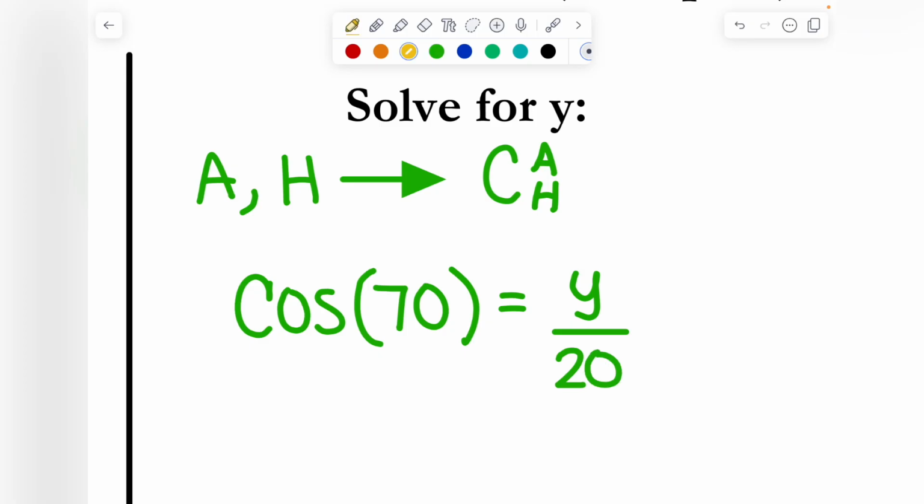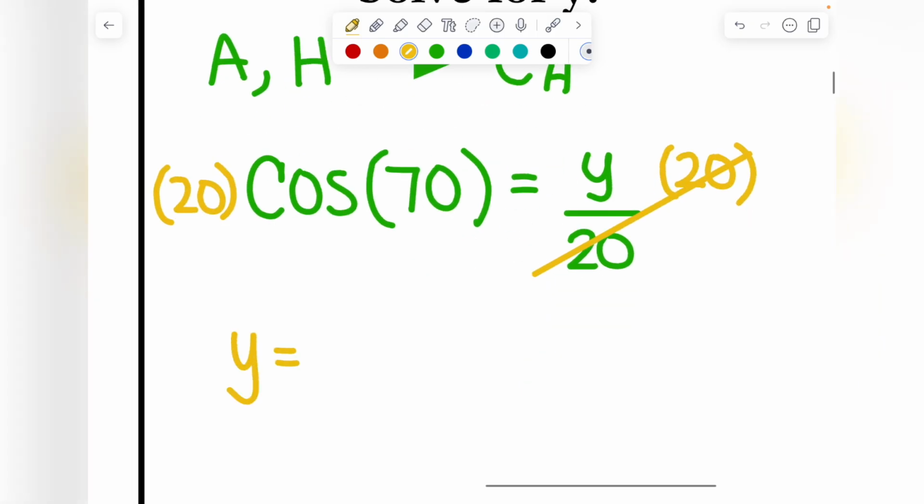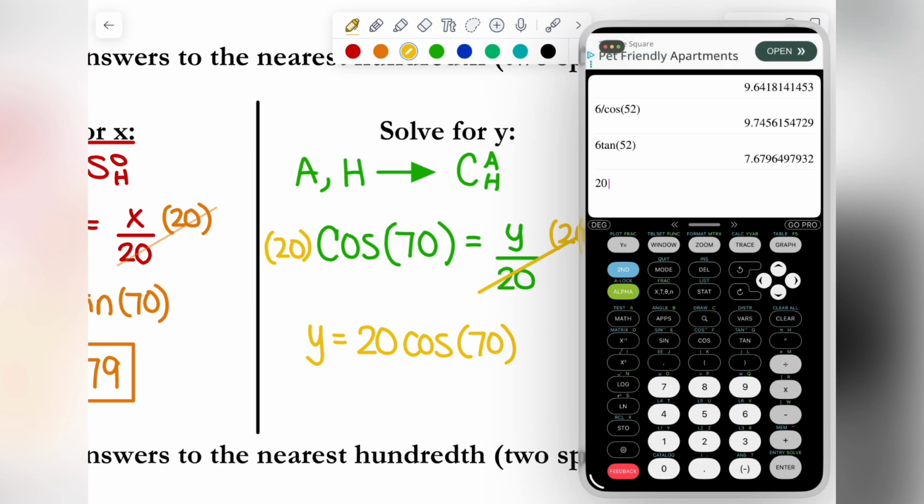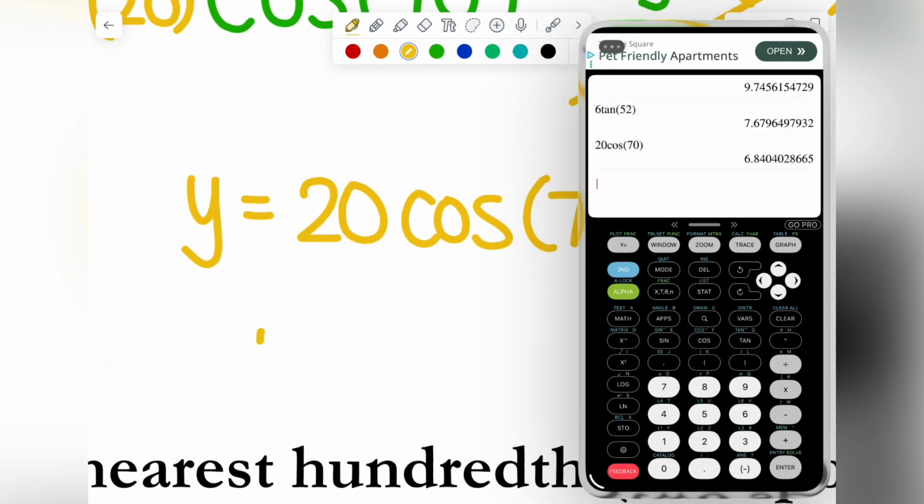So, got to get y by itself. I'm going to multiply the 20 to the other side. And I get y equals 20 times the cosine of 70. 20 cos 70. I'm going to use this calculator just because it's easier to swipe in and out, but I'm getting the same answers. 20 times the cosine of 70 is 6.84. That's my answer.